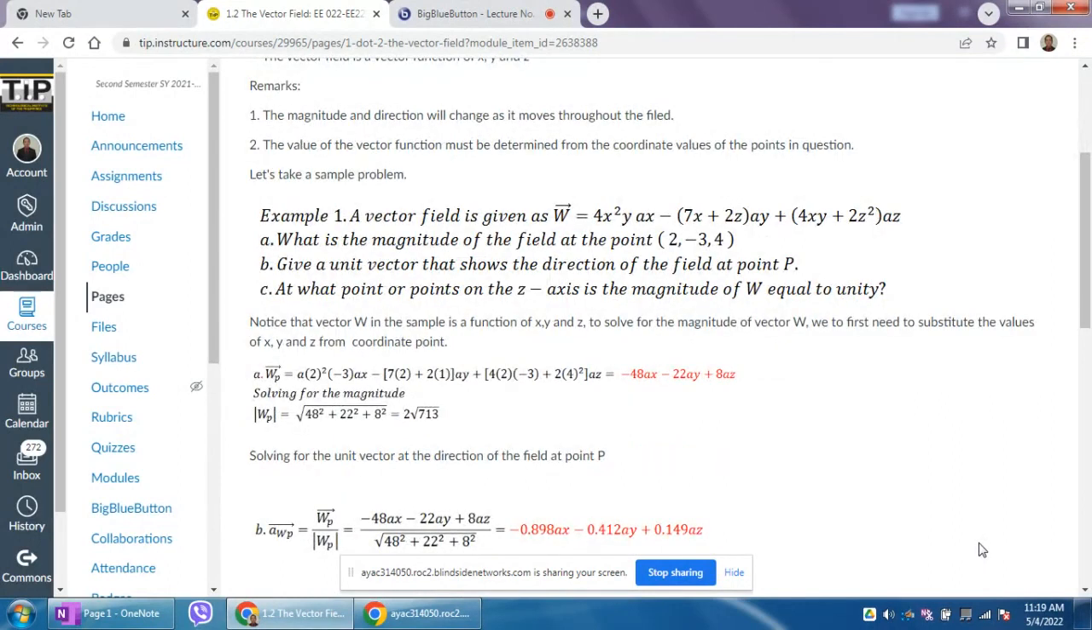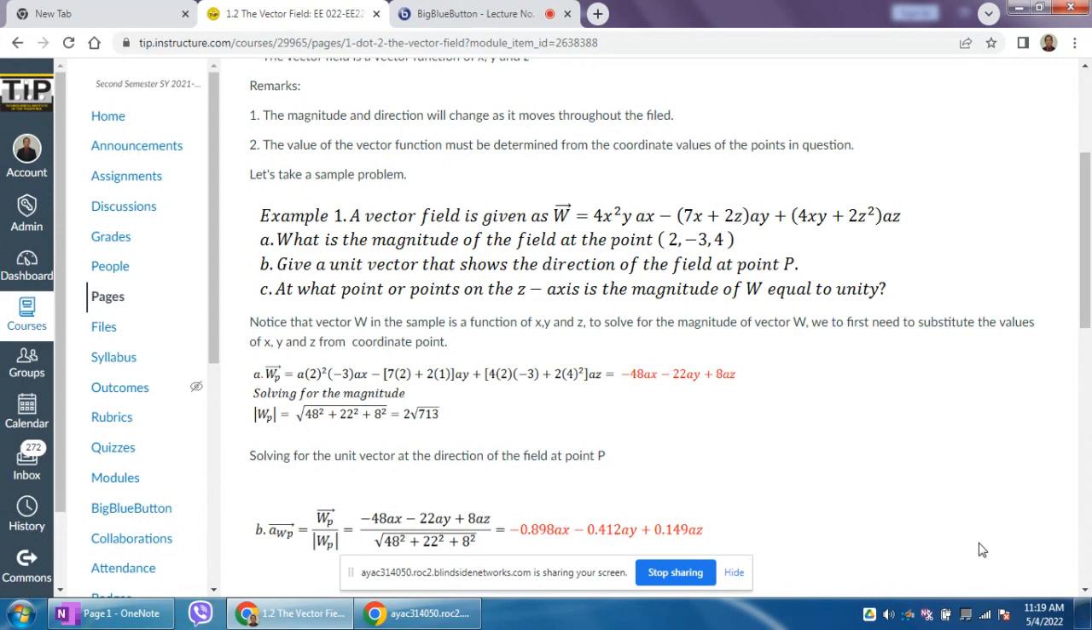Okay, let's have this example. Example number one. A vector field is given as W, which is equal to 4x squared y, ax, minus quantity 7x plus 2z, ay, plus 4xy plus 2z squared, az. Pansinin po ninyo yung vector field. The given vector field is a function of x, y, and z.